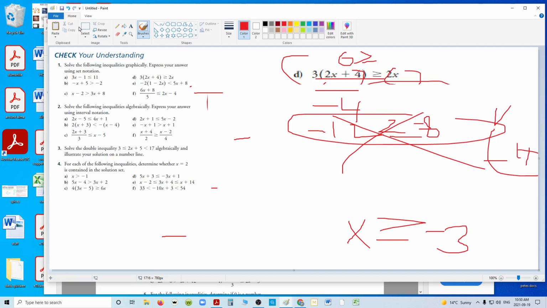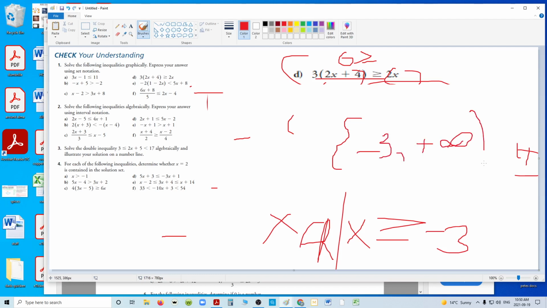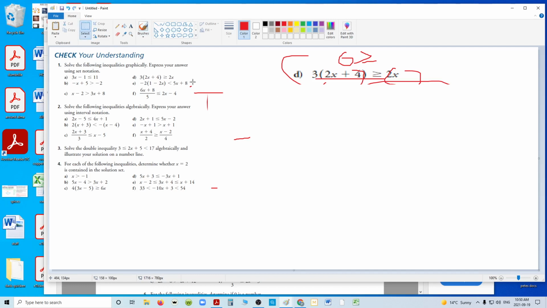So in regular notation, it's x ∈ R and this. And in set notation, it is curly bracket because of the equal sign, -3, comma, positive infinity, rounded bracket, because infinity is never included as an equal. There's no such thing as a number infinity, so you can't equal it, I think is the logic there.